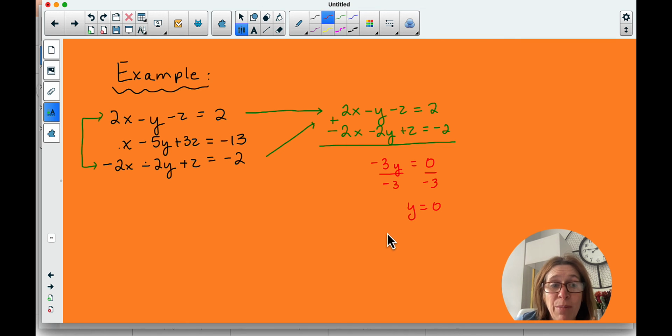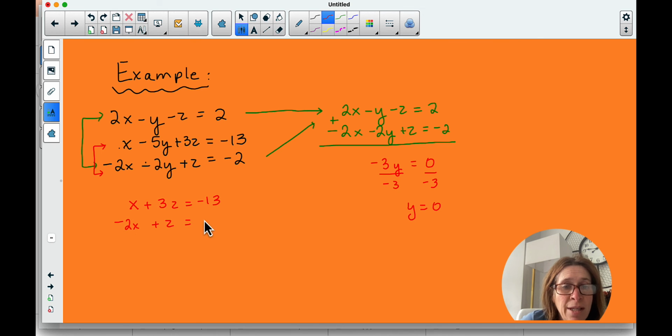Okay, so now we're going to pair up another set of equations, and I'm going to plug in the 0. So I'm going to actually pair up these guys, and that's going to give me, when I plug in 0, x plus 3z equals negative 13, and negative 2x plus z equals negative 2. Because that y got rid of. So now I have a system of two variables.